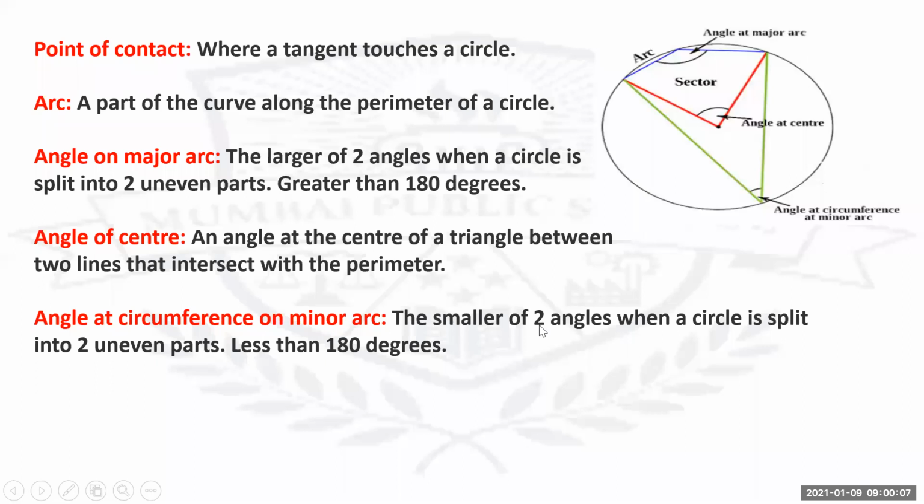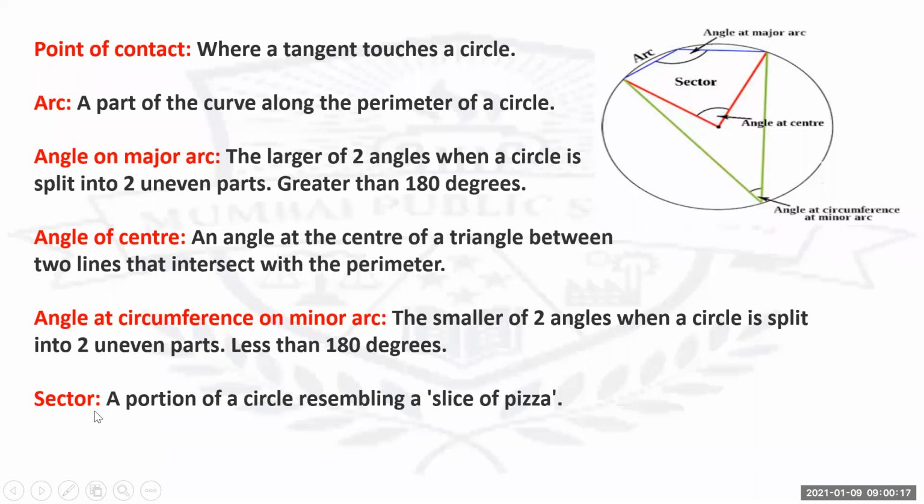The smaller of the two angles when a circle is split into two uneven parts, which is less than 180 degrees, the angle which is less than 180 degrees, is the minor arc. Then you have got this sector, a portion of the circle which resembles a slice of a pizza. You have seen a pizza. So when you cut a pizza into small parts, those small parts are the sectors.